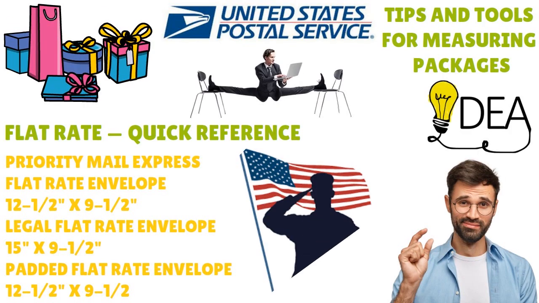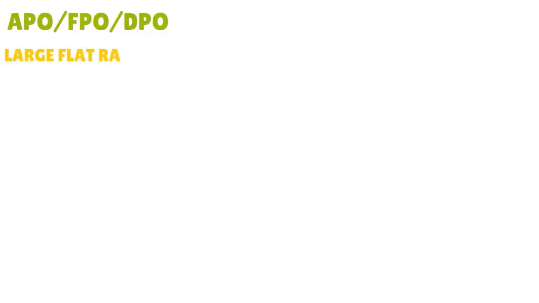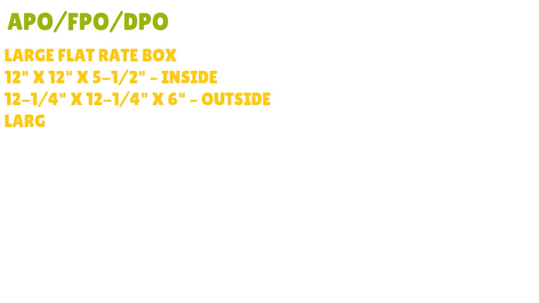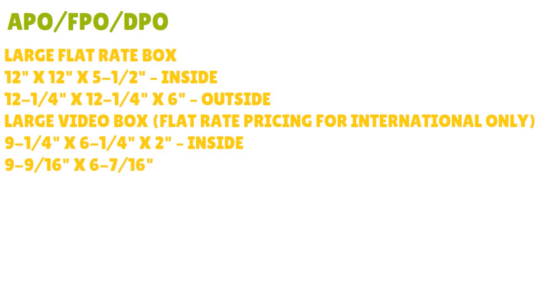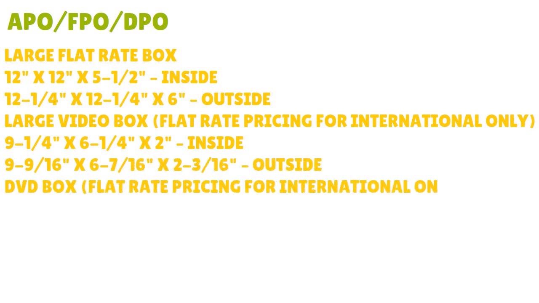Also for APO, FPO, DPO. Here we are speaking about military locations, but also a diplomatic outpost of the United States government. If you are shipping to APO, FPO, and DPO, here is the info you need to pay attention to. I'm going to put this on the screen once again. For large flat rate boxes, this is what you have to have. For a large video box, if you're shipping to a military outpost, you have flat rate pricing for international only, and then also for the DVD box. That's important. Also, you have flat rate pricing for international only.